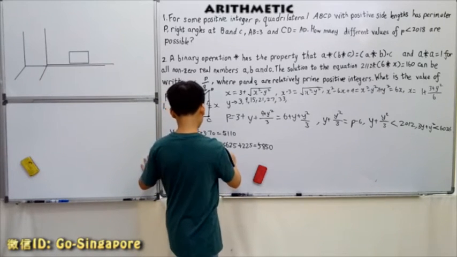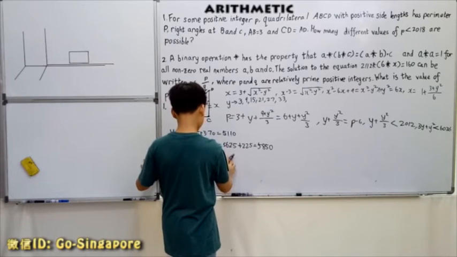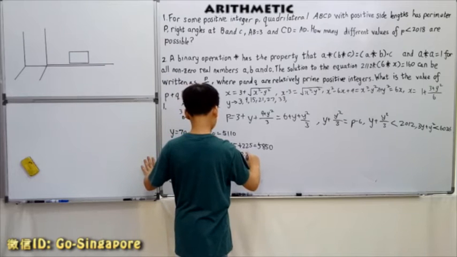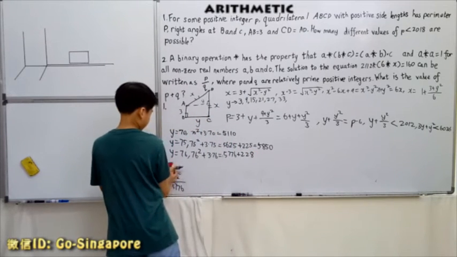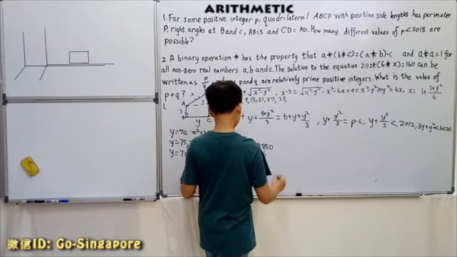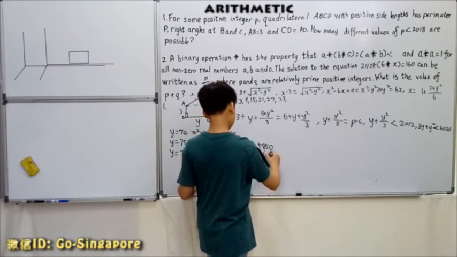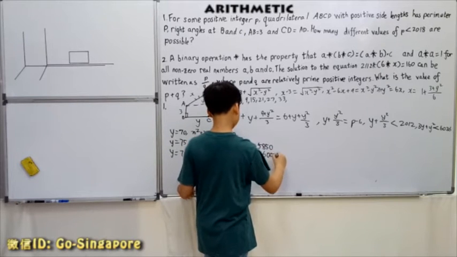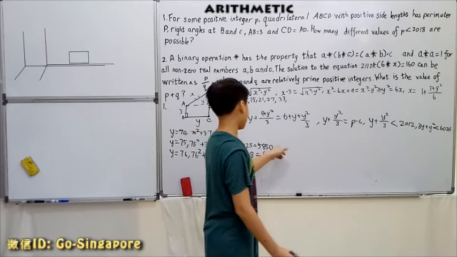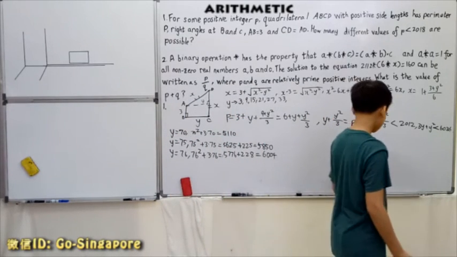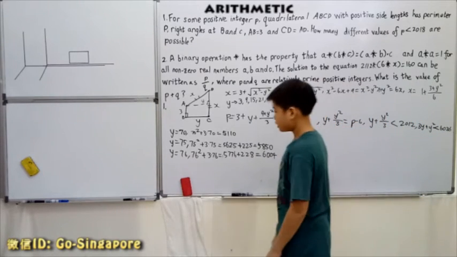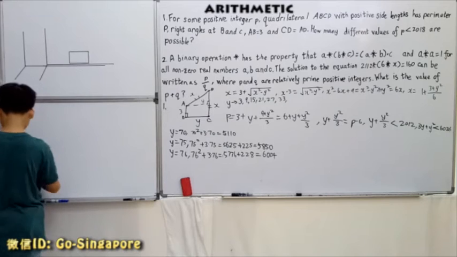So this gives us 5776 plus 228. Then add them up. So that gives us 6004. So this is too close. Every time it skips 100 plus, so that means cannot. But that means, so let's write our conditions over here.